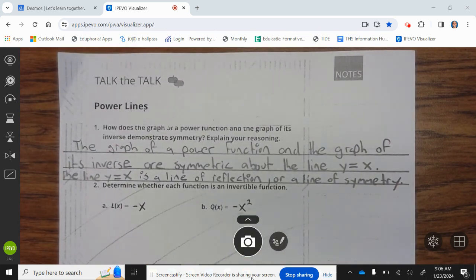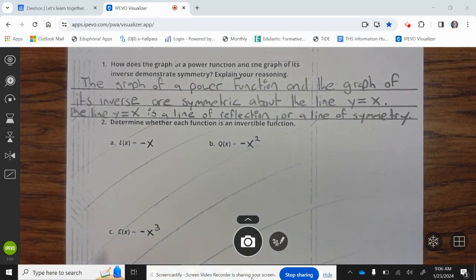Talk the talk, power lines. 1. How does the graph of a power function and the graph of its inverse demonstrate symmetry? The graph of a power function and the graph of its inverse are symmetric about the line y equals x. The line y equals x is a line of reflection or a line of symmetry.